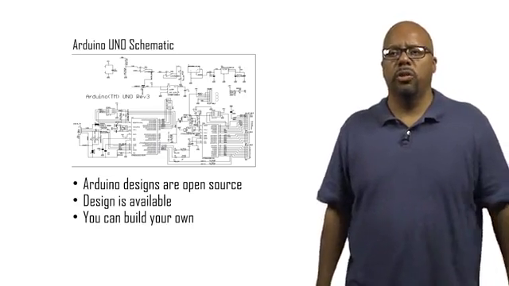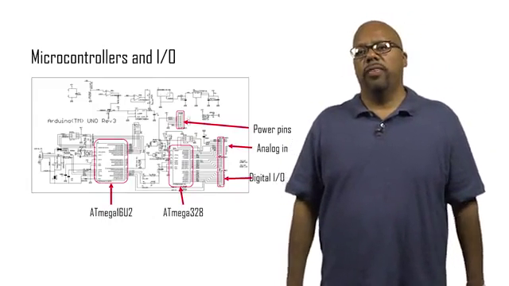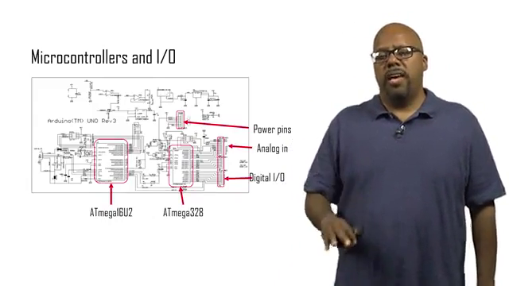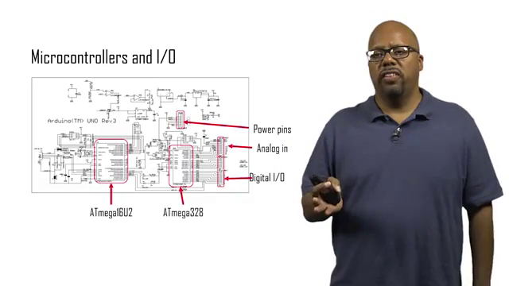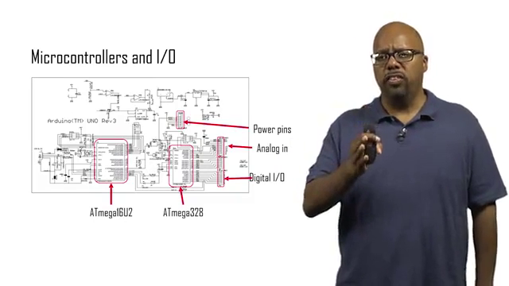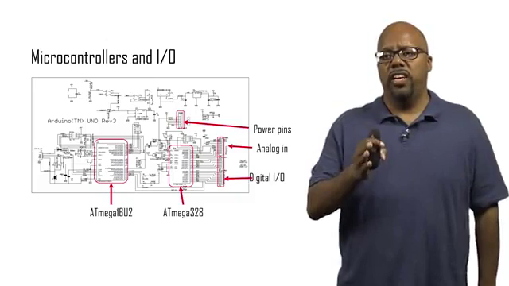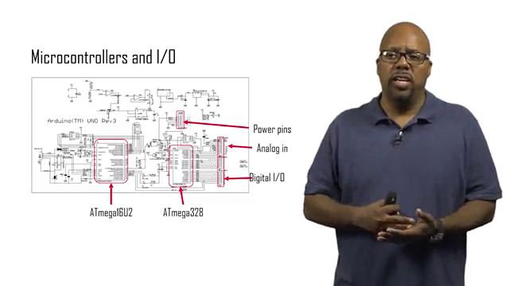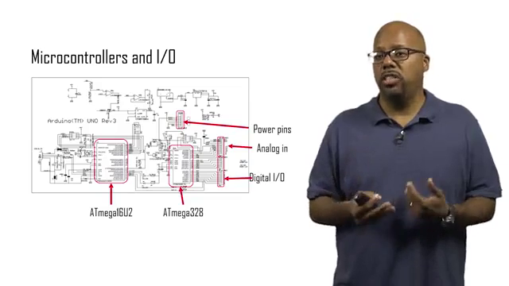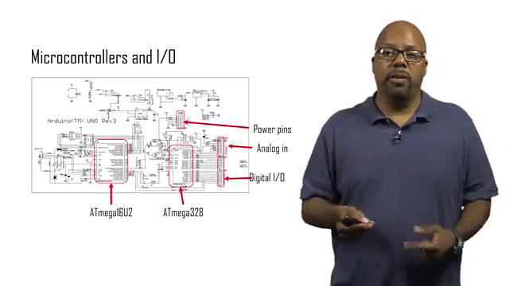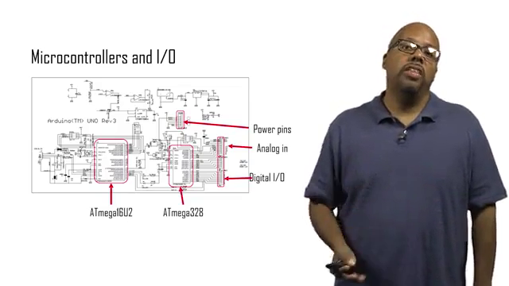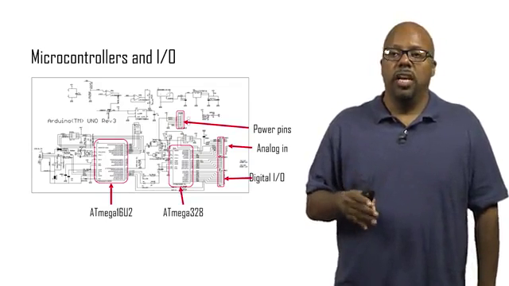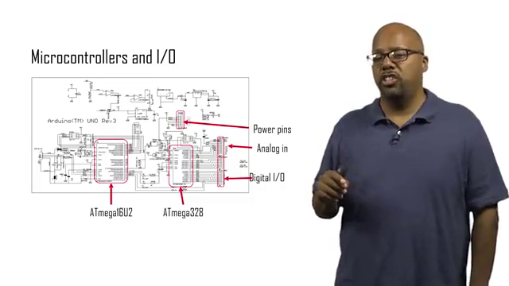So let's look at it in a little more detail. If you look at the schematic, we've highlighted a few interesting things here. First things we've highlighted are the processors. Like we said, there are two microcontrollers on this device. There's the Atmega 328, which is the main one that you're going to be programming, and then there's the Atmega 16U2 that deals with the USB connection. You can see both of those are highlighted in the picture.